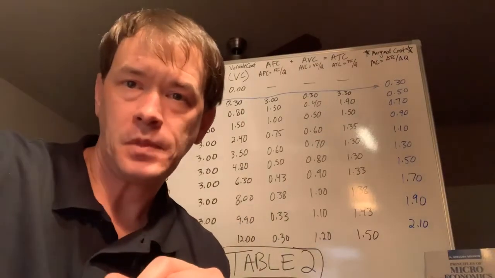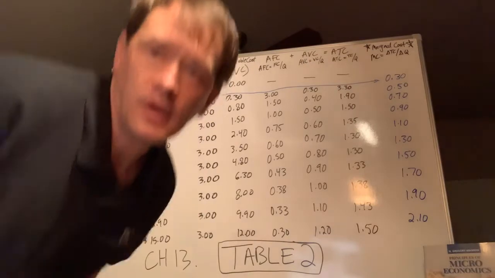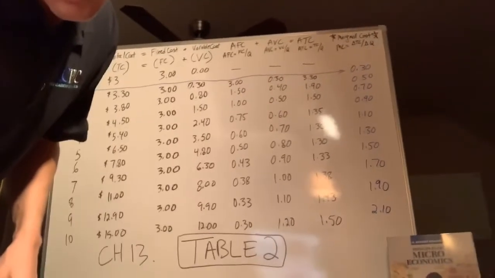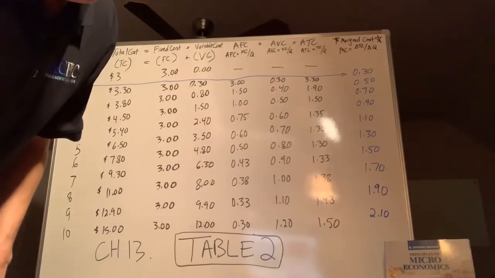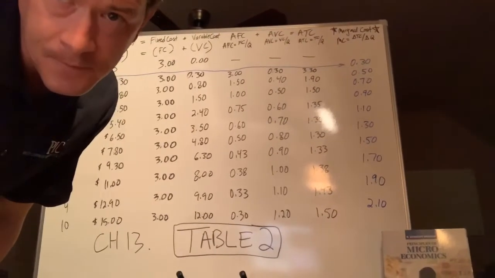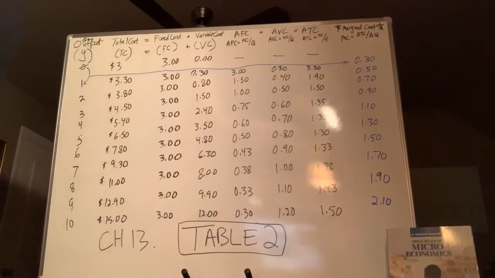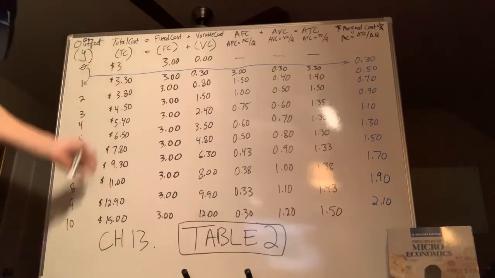Now, let's see if we can do this. You may not be able to read all of that, but it says chapter 12, table 2 at the very bottom. That's all you're missing there. Okay. Adjusting. What we're looking at here is in terms of production. Let's just go column by column.